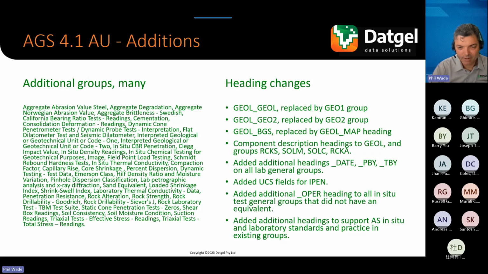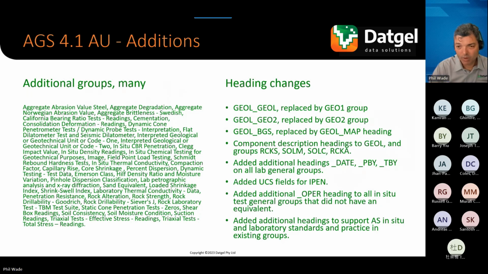Some of them come down to new groups for the detailed readings of triaxial or something like that, which gives you the option to do it in a standardized way if you wish to transmit that data. Some things we adopted that were in the New Zealand AGS 4, for example the dilatometer, seismic dilatometer. That definitely was pretty much a copy paste.